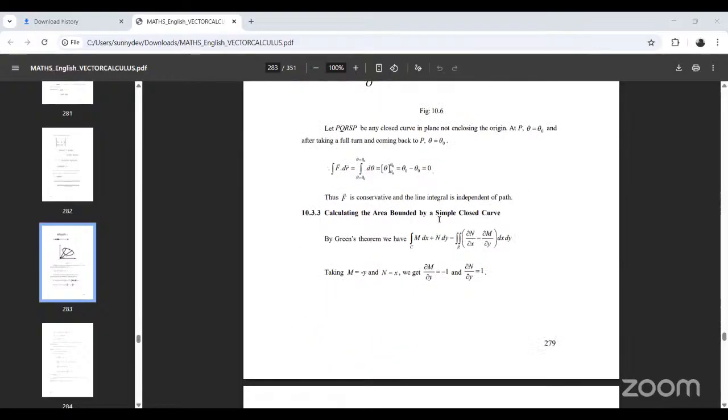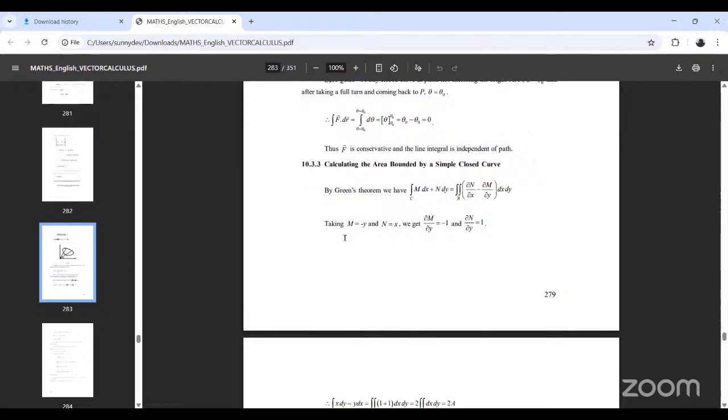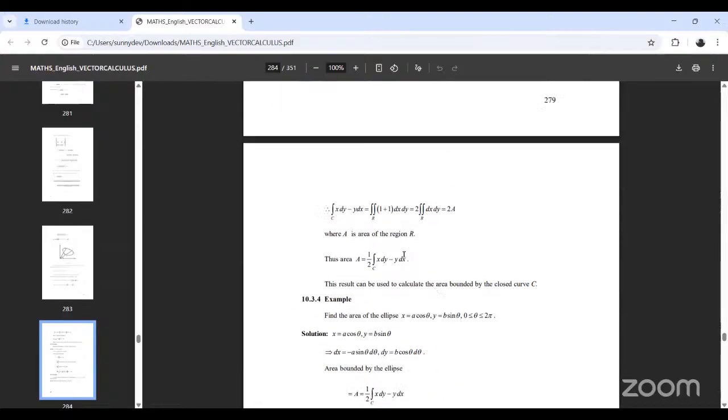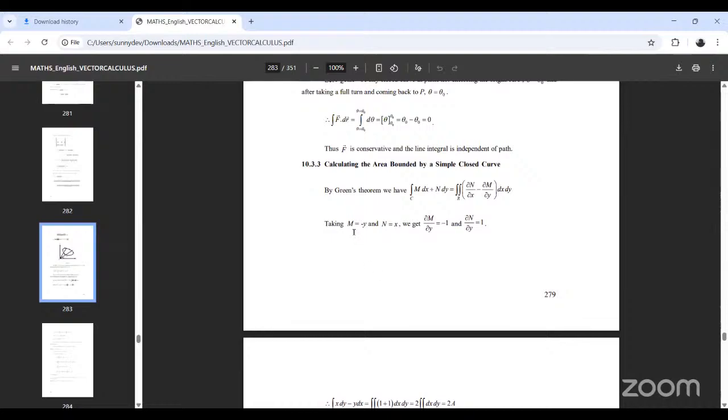So here we are calculating the area bounded by a simple closed curve. By Green's theorem, we have the integral of m dx plus n dy equal to the double integral of dou n by dou x minus dou m by dou y dx dy. So taking m equal to minus y and n equal to x, we get the result. At the end of the answer, you should remember that area A equals 1 by 2 times the integral of x dy minus y dx. So just remember this. How are we getting this? We have this simple closed curve.